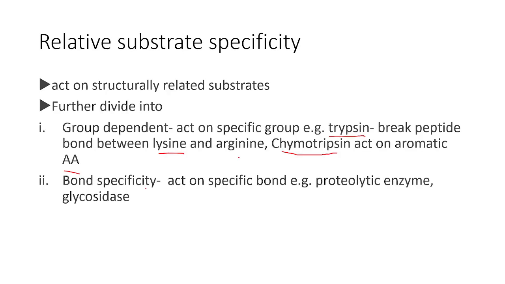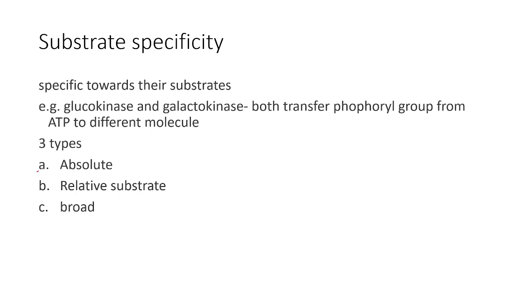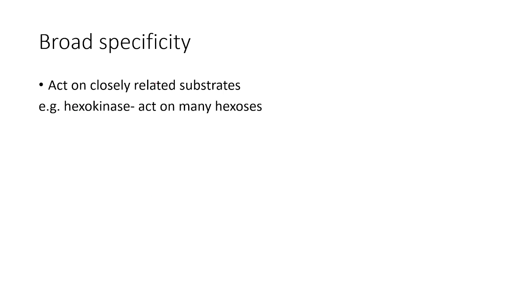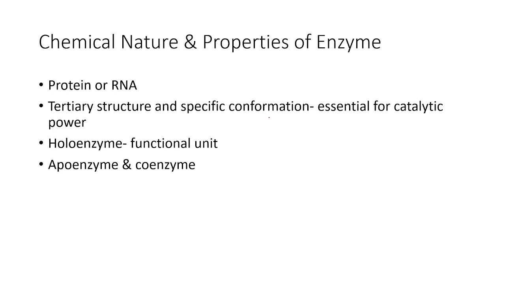We spoke about absolute specificity and relative specificity, and now coming to broad specificity. What is broad specificity? It acts on closely related substrates, like hexokinase, which acts on different hexoses. There are different kinds of hexoses, and there can be different kinds of pentoses and trioses. They act on similar, closely related substrates, therefore they have a broader specificity. And if we speak about the chemical nature and properties of enzymes, these enzymes can be proteins, and sometimes they can be RNA.